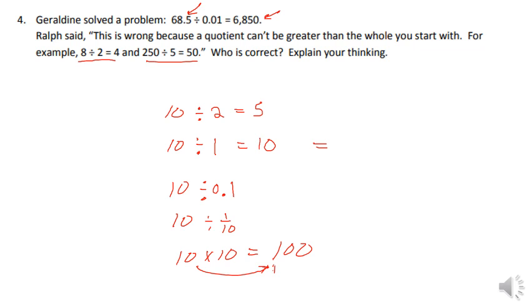So Ralph is wrong. Because he's saying you will always, he didn't say always, but he's just saying that your dividend should always be smaller than your quotient, and that is not true. That would only be true if you are dividing by a whole number greater than 1.